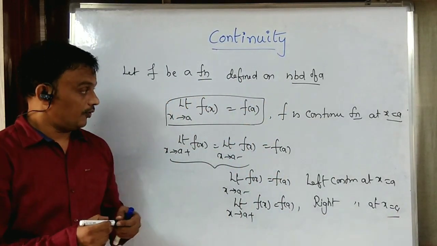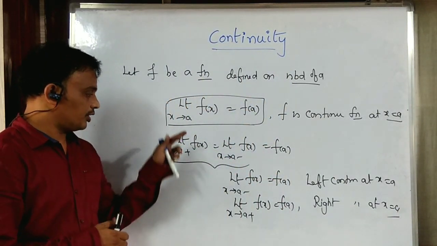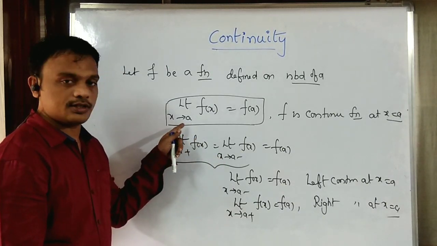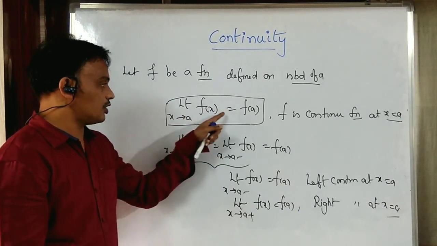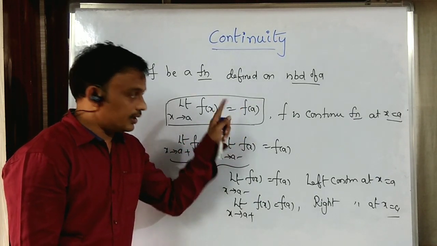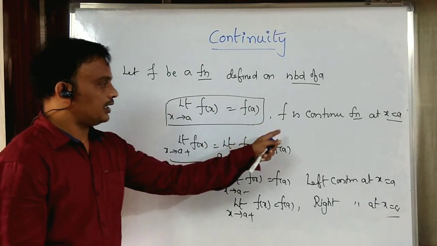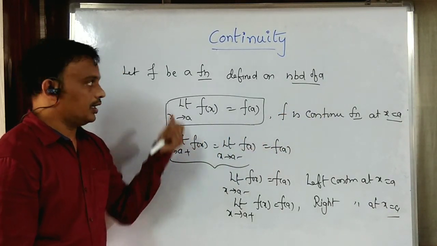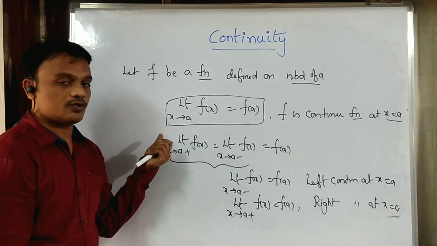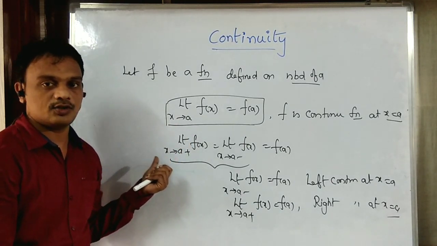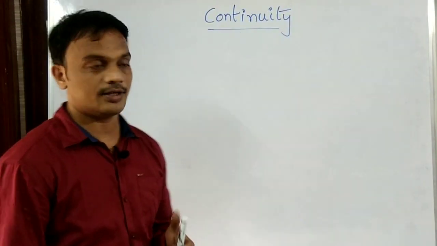First of all, when the left limit equals the right limit, then only the limit will exist at that particular point, and this limit equals the value of f at x equals a. Then we can say the function f is continuous at that point. So this is the definition of a continuous function. Let us see some examples.